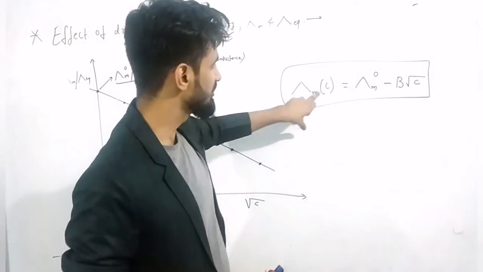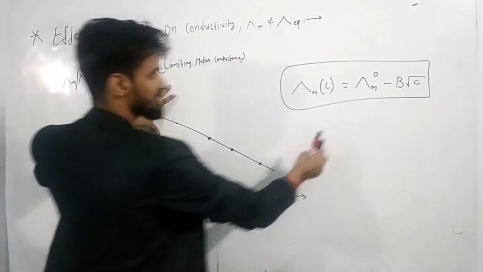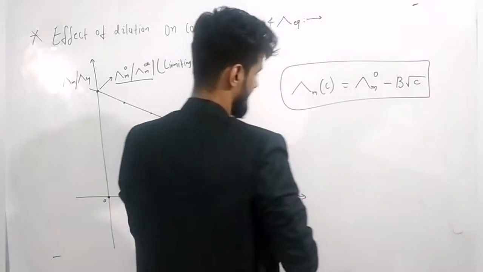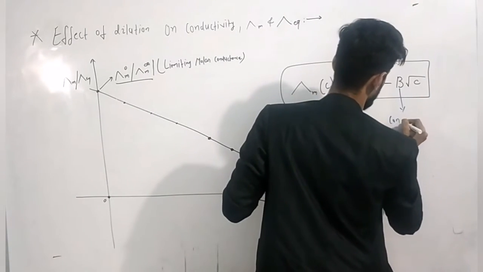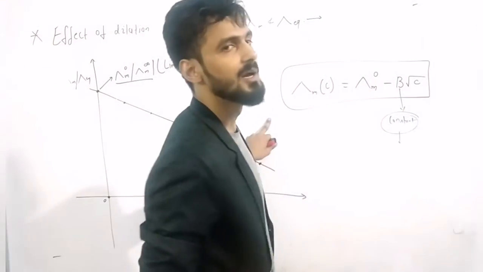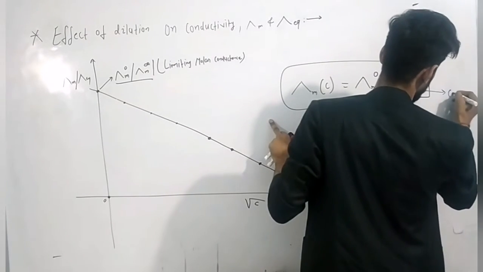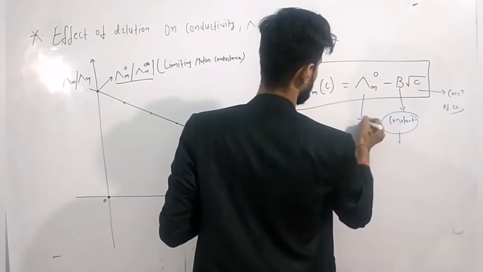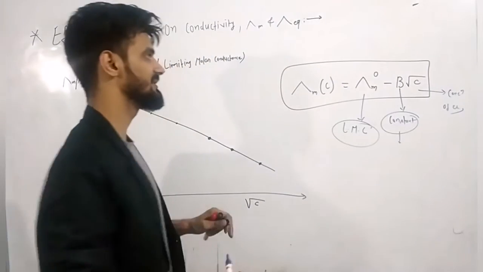So kappa molar at any concentration for a strong electrolyte equals kappa naught infinity minus B root C. B is a constant that will also be given, and it has also been calculated empirically; you can't calculate it theoretically. C is the concentration of the electrolytic solution, and kappa naught infinity is the limiting molar conductance, LMC.